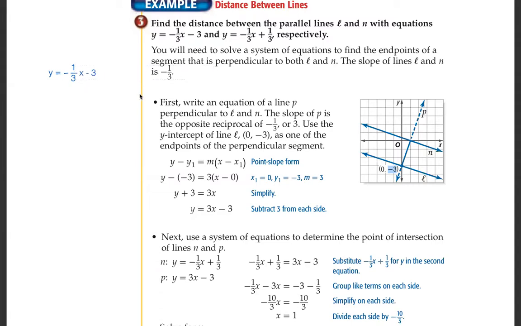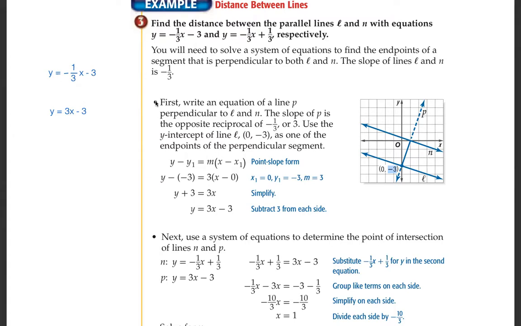Now, when you look at the first equation, our third equation looks almost the same as that first equation, because the only difference is the slope. To come up with the third equation, which is for line P, we simply change the slope of our first equation into its opposite reciprocal, and that will be the slope of our third equation. So y equals 3x minus 3.